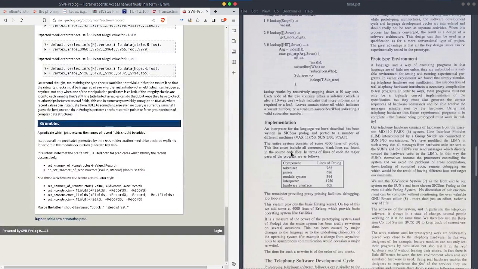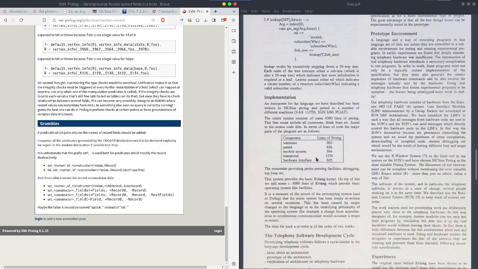Implementation. An interpreter for the language we have described has been written in Prolog and ported to a number of different machines: VAX, Sun, and PC. The entire system consists of some 4,300 lines of Prolog. This line count doesn't include comments and blank lines found in the source code files. In terms of lines of code, the major parts of the program are as follows.